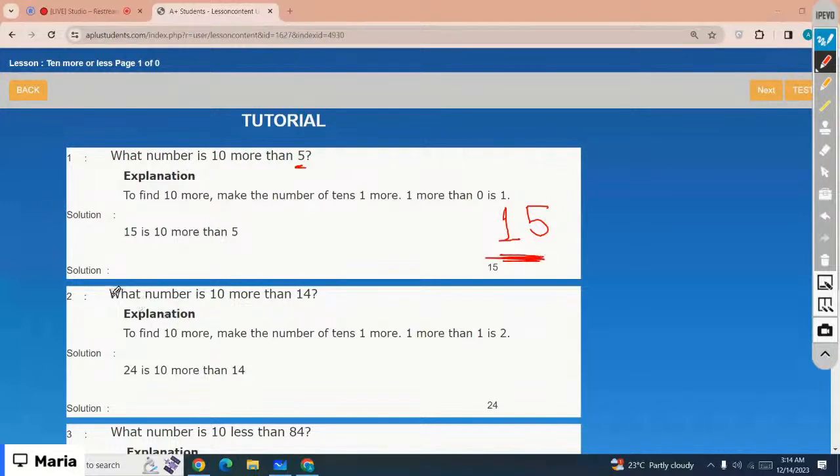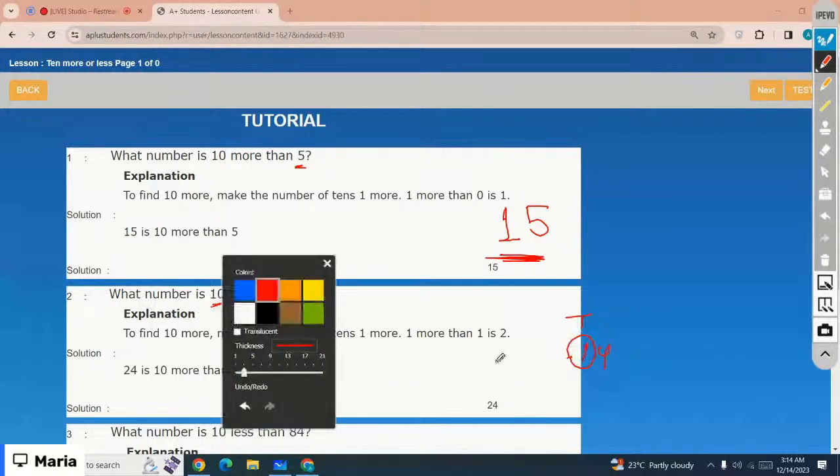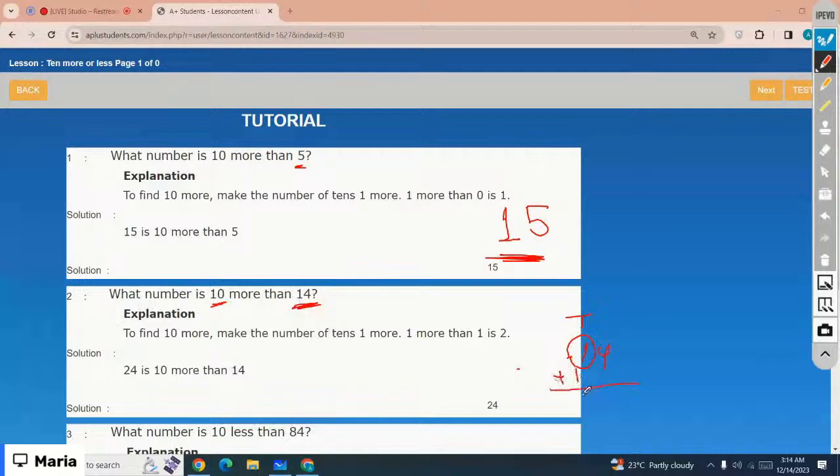Just look at the second example. What number is 10 more than 14? You are given now 14. Here is the tens digit. Tens digit is already 1 here, right? But you need to make it 10 more. So add 1 to the tens digit. 1 plus 1 is 2 and it makes it 24. Got it? When you are given 10 more than, just add 1 to the tens place, right?